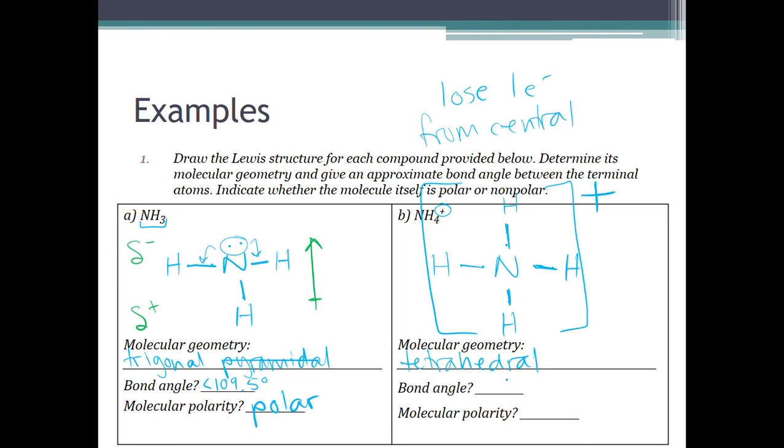Since it is tetrahedral, the bond angle is exactly 109.5. There's no increased repulsion from any lone pairs. And this molecule is completely symmetrical. Yes, each of these bonds is a polar bond, but they're all pointing opposite directions. They're all canceling out, and this is a nonpolar molecule. By getting rid of that lone pair and replacing it with a hydrogen bonded to our central atom, we've now caused this molecule to be nonpolar. Let's see a couple more examples.